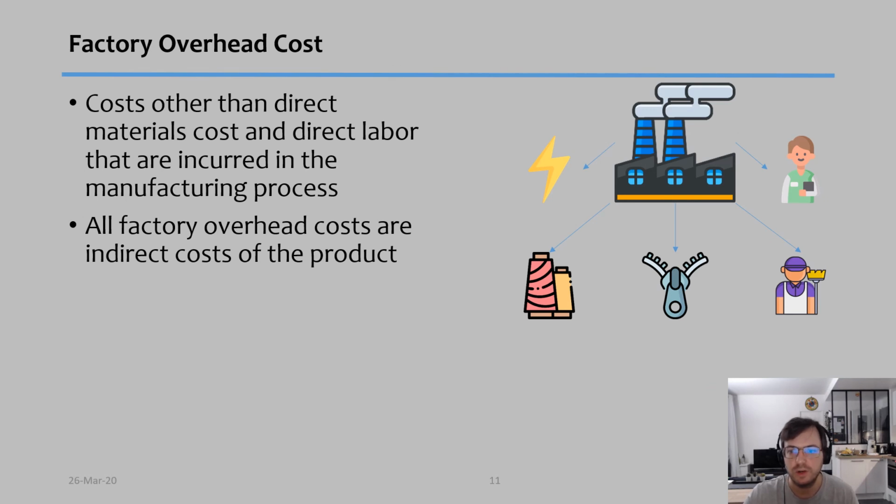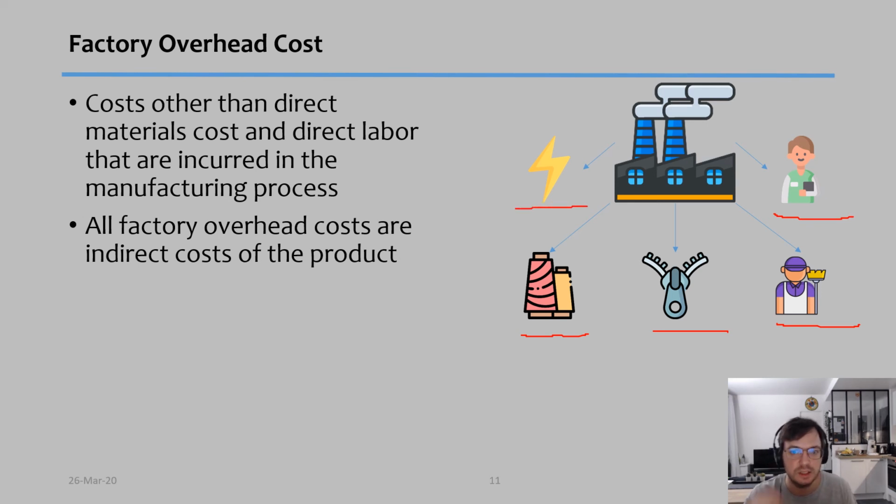Finally, factory overhead cost. This is basically all the other costs that we did not cover. So any cost that is not direct labor cost, any cost that is not direct material cost, is a factory overhead cost. These are costs that are not the previous two categories. And all the costs here are indirect costs of the product. So I put some examples here. Once again, you see here the lining, the zippers, the janitor, the supervisor, all those costs are indirect, but there's more as well.